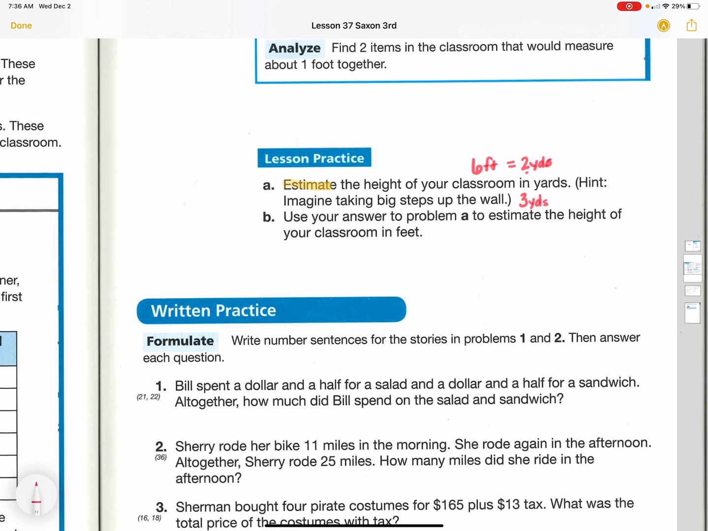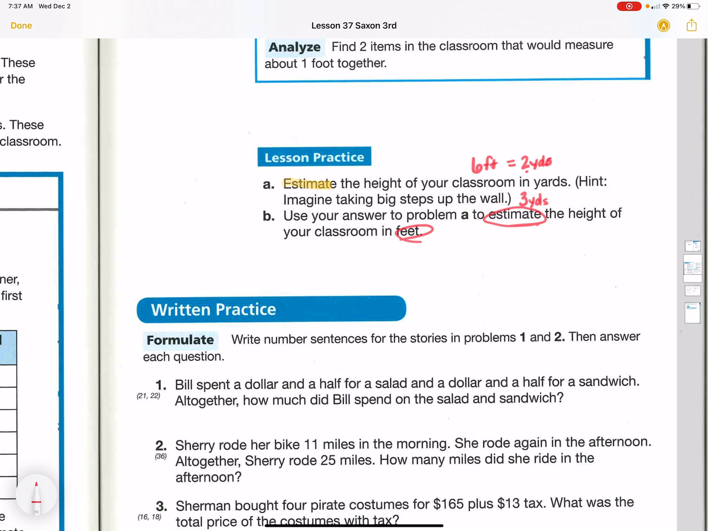And then they want us to use that to estimate in feet. So anytime you are converting yards to feet, you either add it 3 times or really it's multiplying by 3. So if we have the number 3 times, that's all multiplication is. 3 plus 3 plus 3. That's 6, 9. That is 9. So that would be 9 feet.